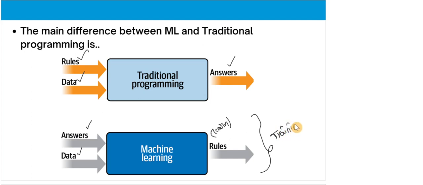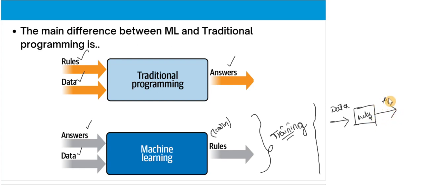We know machine learning involves two phases, right? One is the training phase and another is the testing phase. In the testing phase, this will happen: it will take data without answers. Anyways, the rules are already learned, right? It will take the data and produce the answers. This is the testing phase.